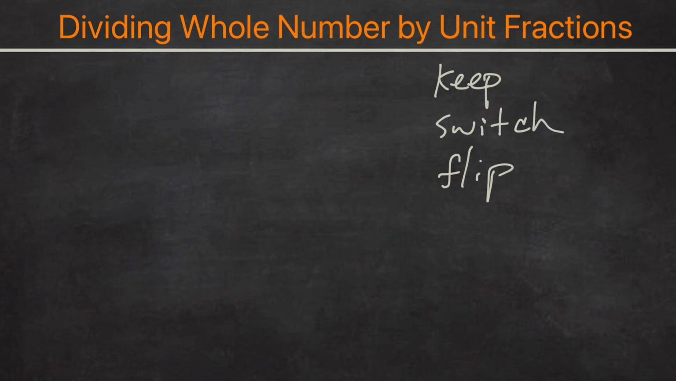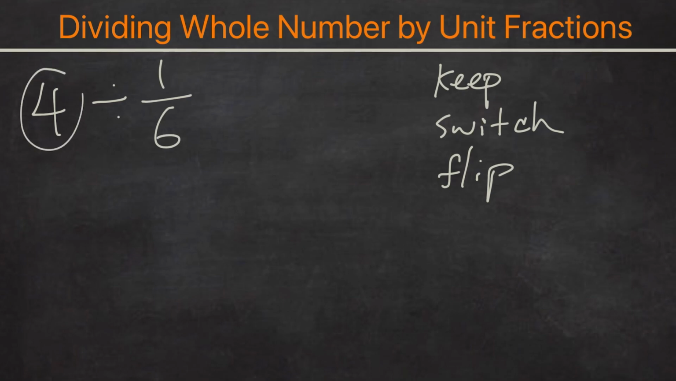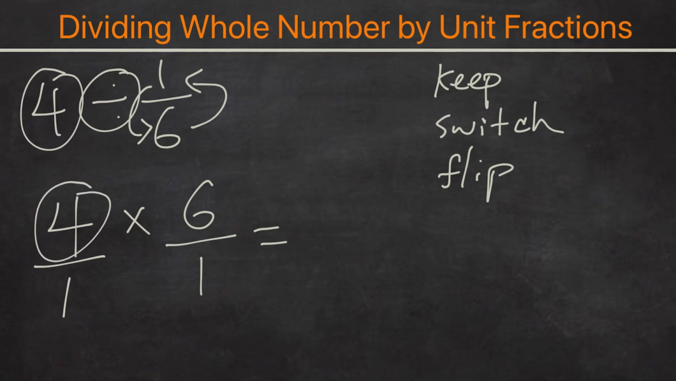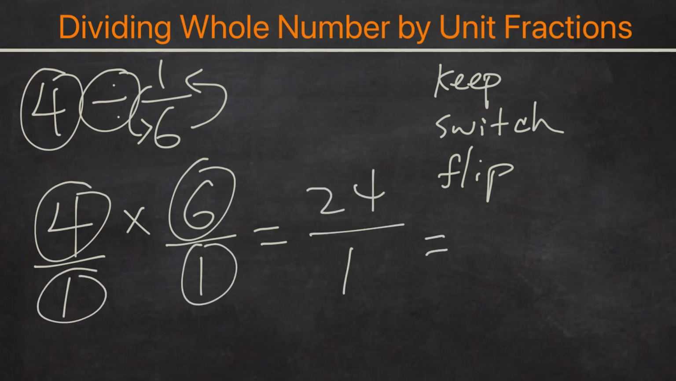Now let's try this one. 4 divided by 1/6. Now we're going to do the same thing where we keep the 4. Now we switch the division to multiplication, and then we flip. So 6/1. And then we change the whole number to a fraction. And now we can multiply across. 4 times 6 is 24. 1 times 1 is 1. And the answer is 24.